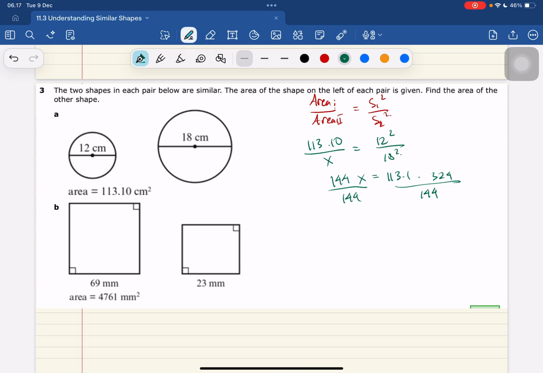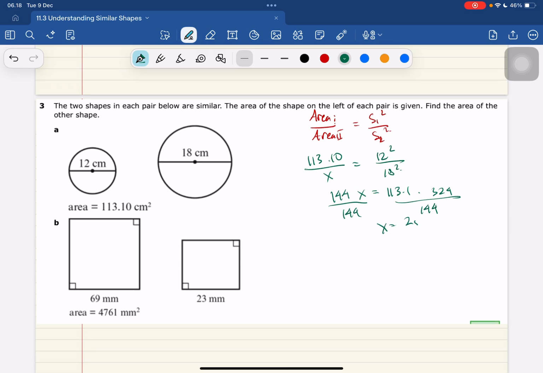113.1 multiplied by 324, and we divide by 144. So this will give us the answer x equals 254.46. Not 46, 48.